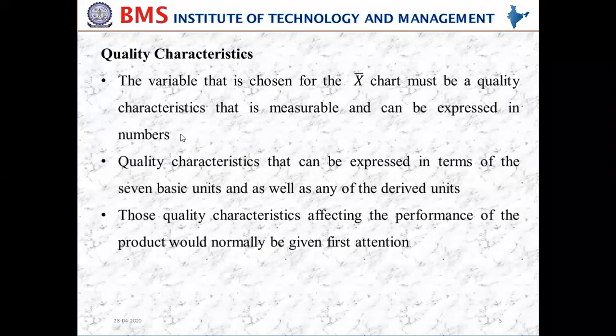Whatever you are going to take for controlling through a control chart may be of any fundamental basic unit, and those quality characteristics affecting the performance will be taken as the highest priority. That means they will be taken into consideration first, and then we move on to establishing the control chart and monitoring the process. This is how quality characteristics affecting the performance of the product would normally be given first attention.